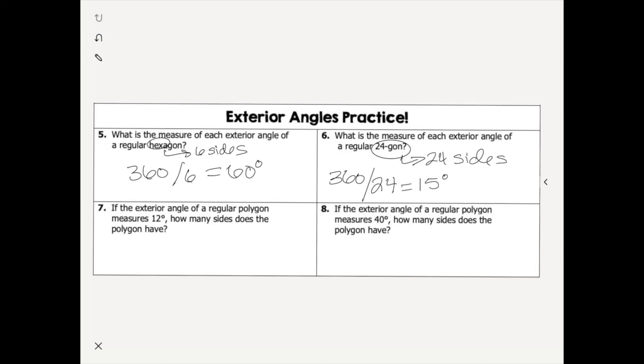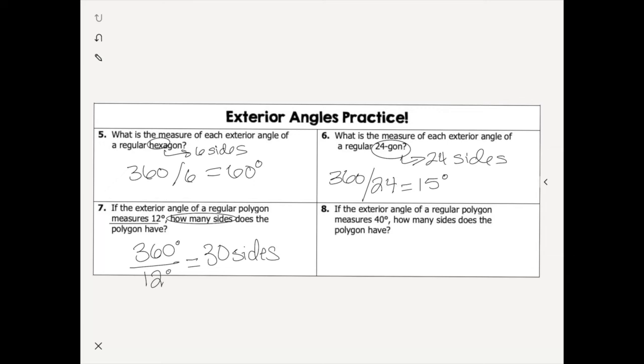Now number 7 says if the exterior angle of a regular polygon measures 12 degrees, how many sides does the regular polygon have? So now we're actually looking for how many sides it has. So we know the exterior angles add up to 360 degrees. And if each angle is 12 degrees, we just have to divide them. And we'll see that there are 30 sides. So it's a 30-gon.